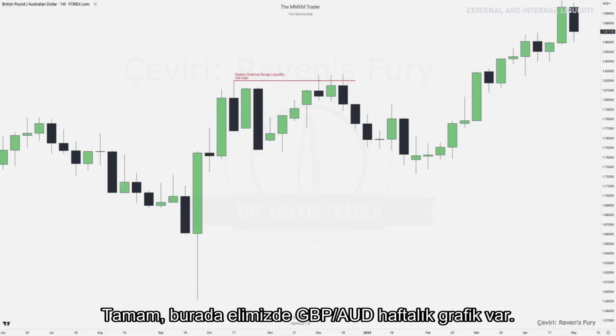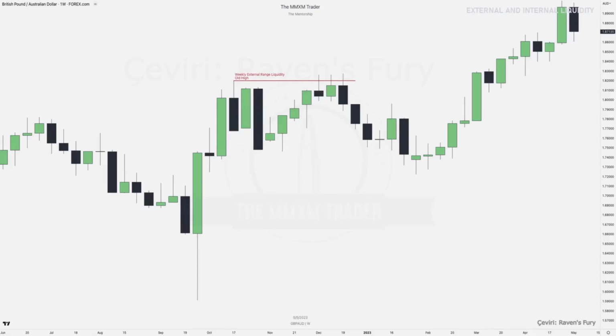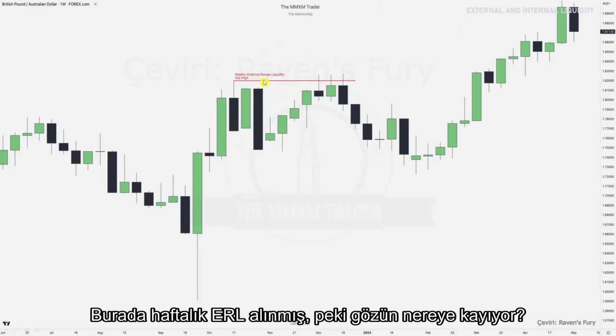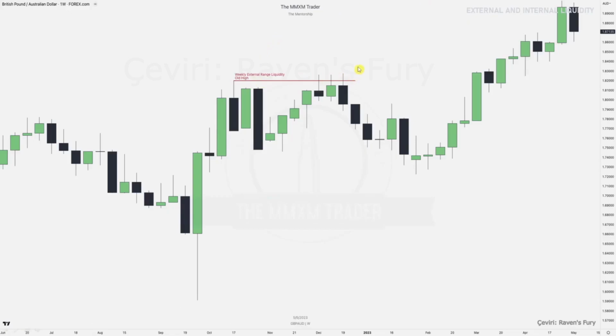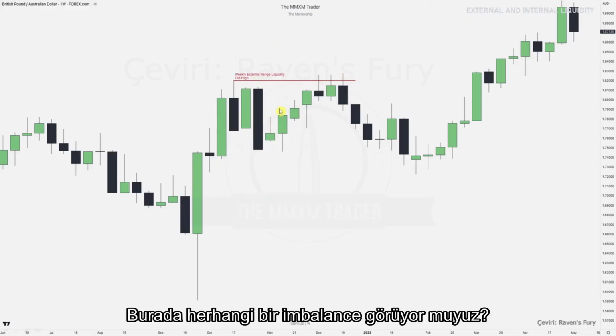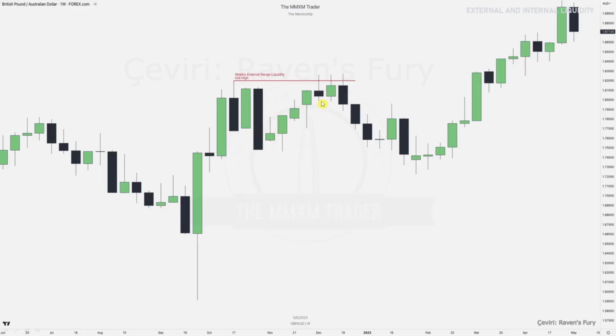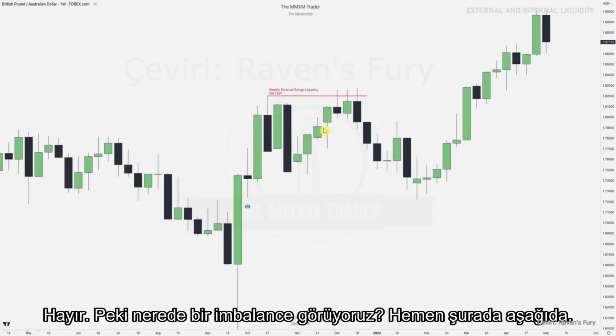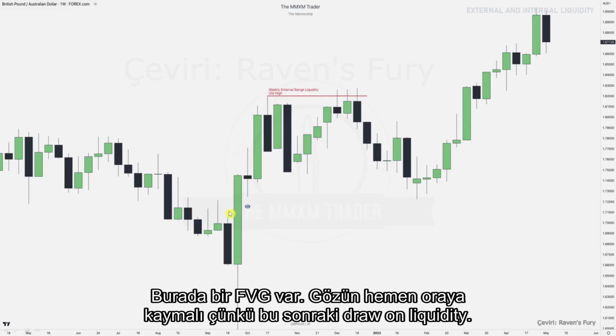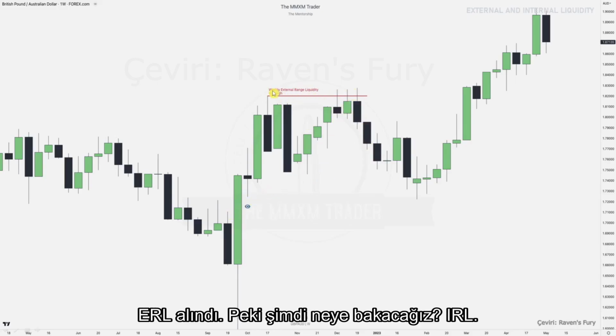All right, we've got a GBPAUD weekly chart over here. Again, let's look at it from here. Weekly external range liquidity has been taken. Where is your eye drawing to? Do we see any imbalances down here? Nope. Where do we see an imbalance? Right down here. So with that imbalance being present down here, this fair value gap, your eye should immediately go there for the next draw on liquidity.